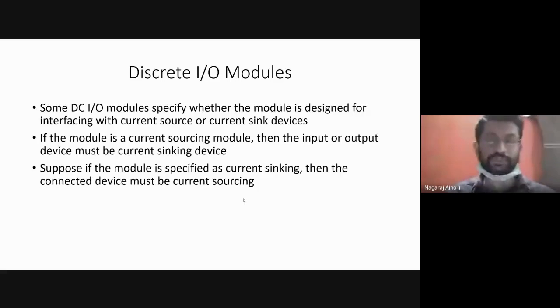The IO module can act like a current source or a current sink, and the field device can also act like a current source or a current sink. Just try to understand here. Current source means which is sending the current, and current sink means which is receiving the current. That should be clear here.